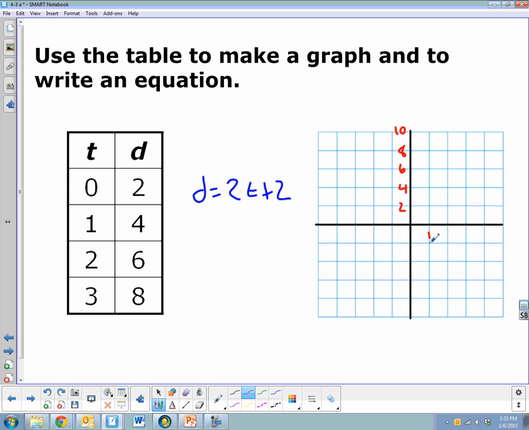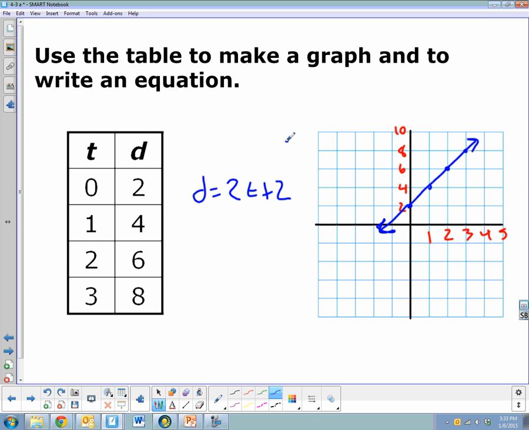Now this one I can still do 1, 2, 3, 4, 5 because that works for t. And so I've got 0, 2, there we go. I've got 1, 4, 2, 6, 3, 8. And again, because we have this equation, we can create a continuous graph from those points and say that it would go on, and these are arrows at either end because it would go on forever in either direction.